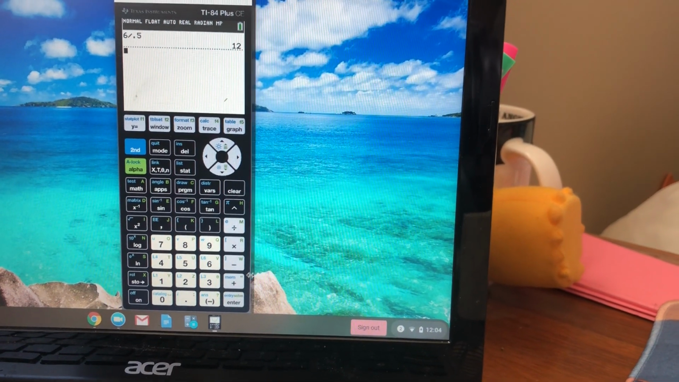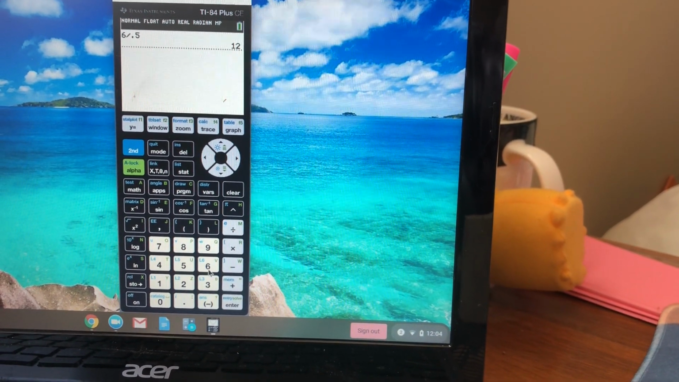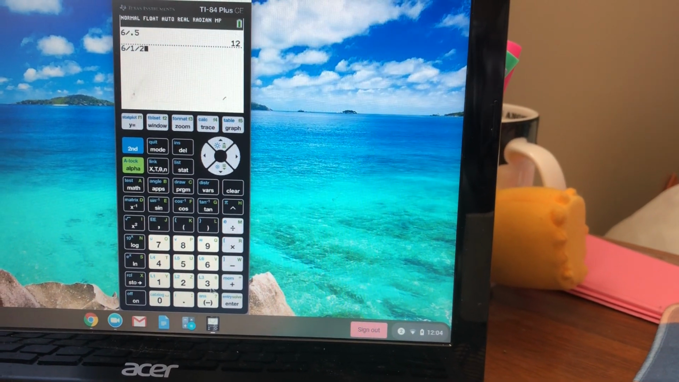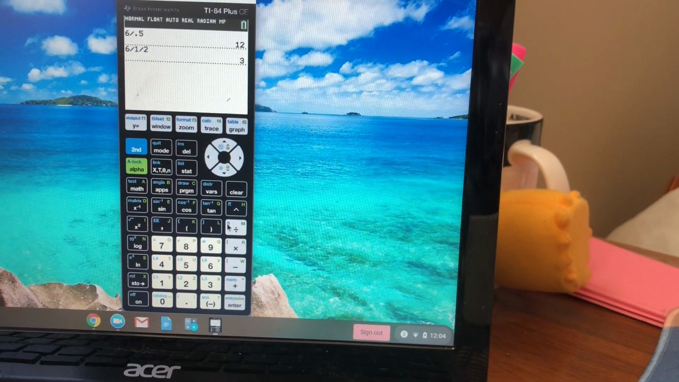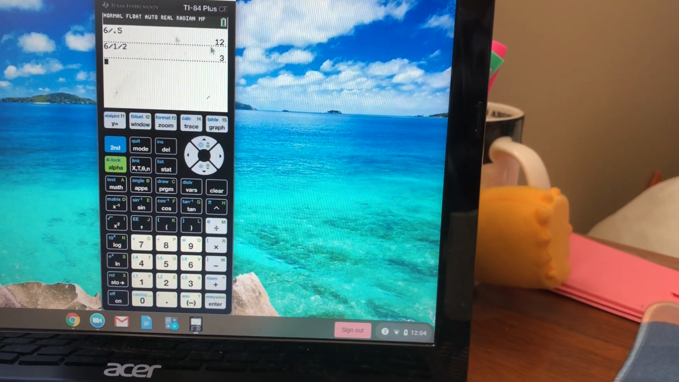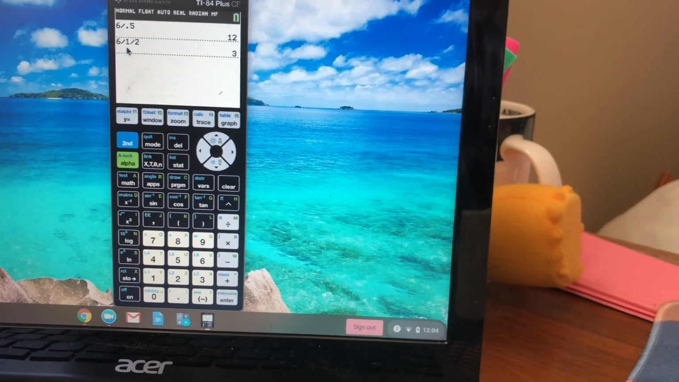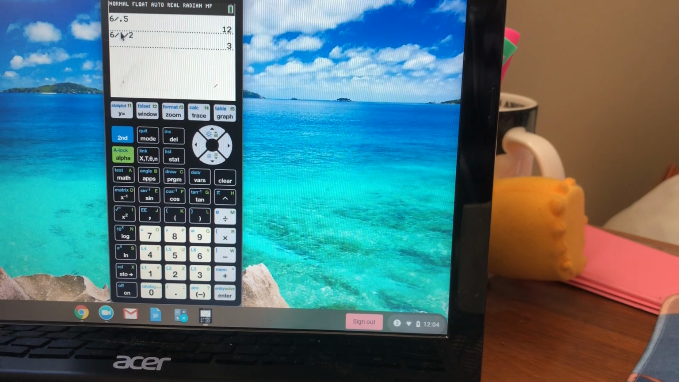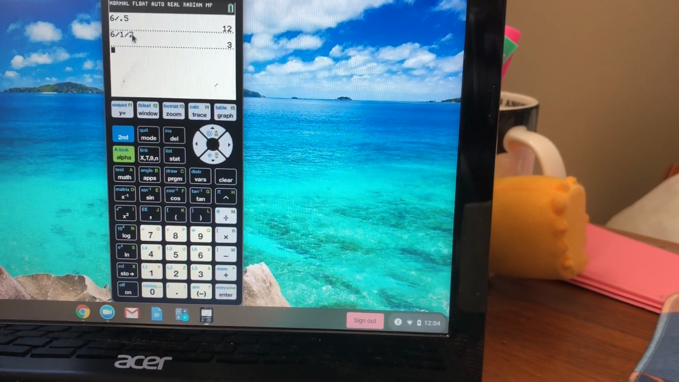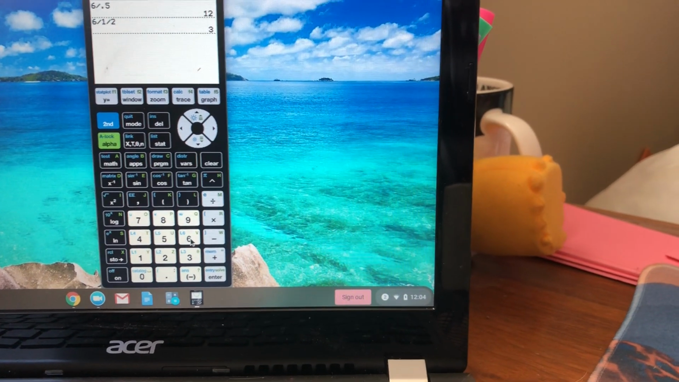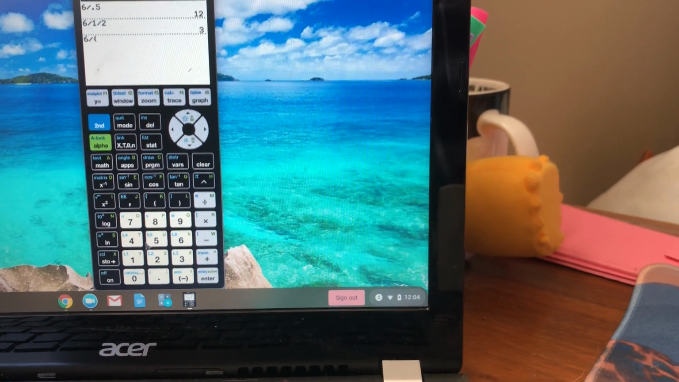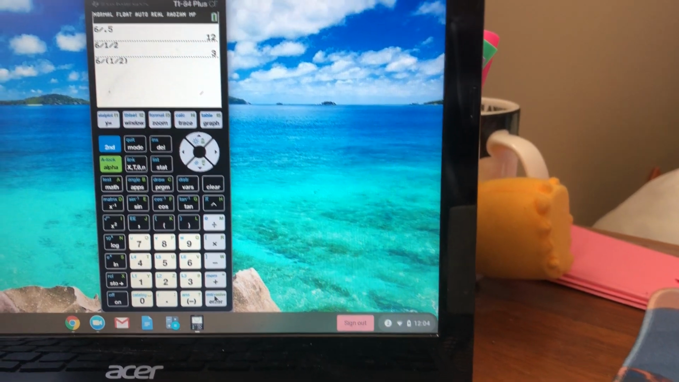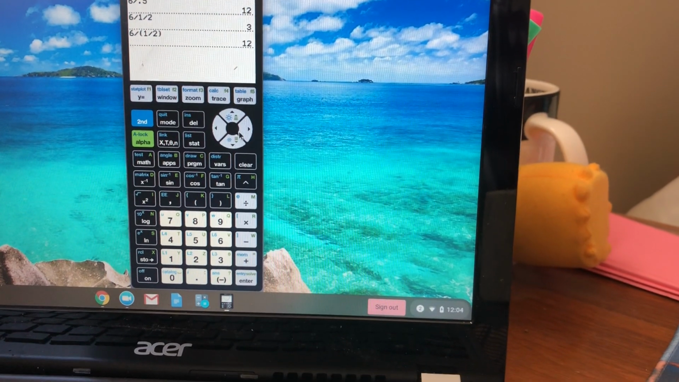So that got me 12, but let's say I wanted to do 6 divided by 1/2. 6 divided by 1/2. This does not work. And it's because the calculator doesn't understand that I want to do 6 divided by 1/2. What the calculator just did is the calculator did 6 divided by 1, get an answer, and then divide by 2. I'm like, no, I want you to do 6 divided by parentheses 1/2. So doing that will work.